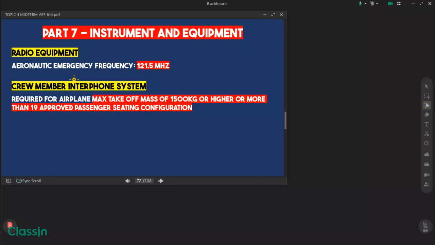So, crew member interphone system. So, ibig sabihin ng crew member interphone system, meron siyang phone system or communication system sa loob ng eroplano. Okay. So, it is required for airplane with MTOW of 1,500 kilograms or higher or more than 19 approved passenger seating configuration. Okay?